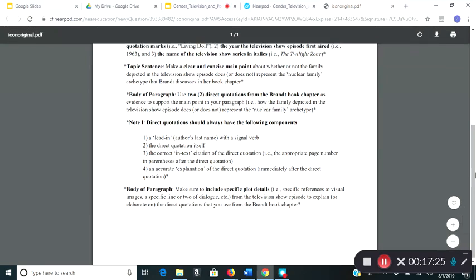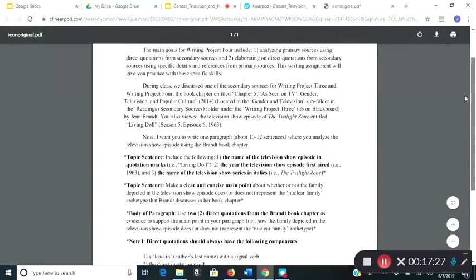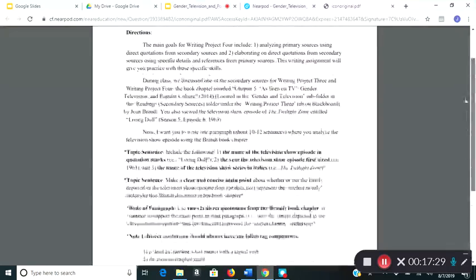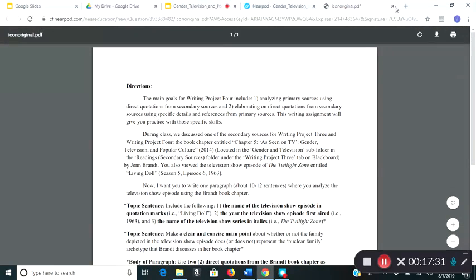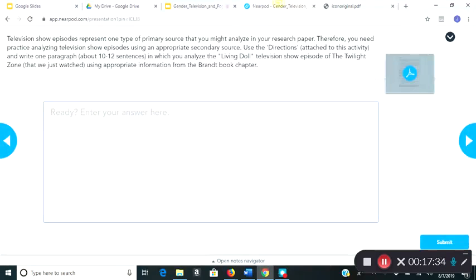So here are the directions for the actual assignment, and they can have this pulled up on their screen in front of them. And if they go back to Nearpod, this is where they are composing their answer to that. And then I would go ahead and pull up the episode of Living Doll from the Twilight Zone.